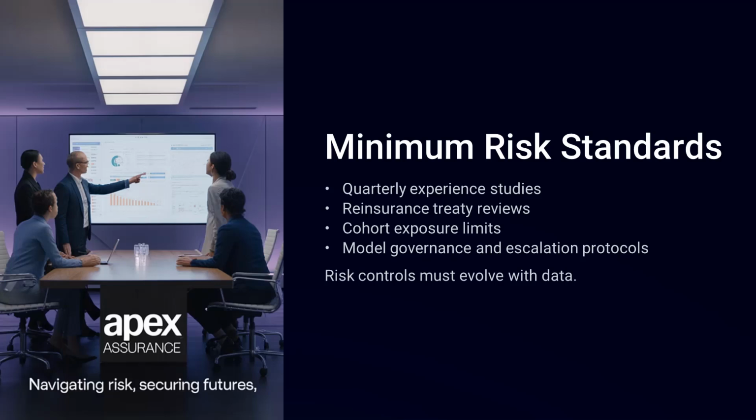Minimum risk management standards. Any life insurance business should adopt the following control measures: quarterly reviews of persistency and claims experience, independent audits of underwriting decisions, reinsurance strategy reviews, including event limits and counterparty exposures, clear limits on total exposure to high-risk cohorts, e.g., smokers, elderly clients. Escalation frameworks when lapse spikes, claim patterns, or mortality deviates from plan. Without this, it's just hoping the actuaries got it right. And that's not risk management.